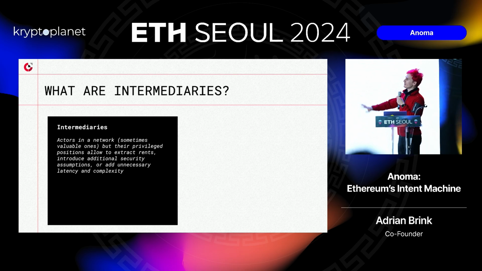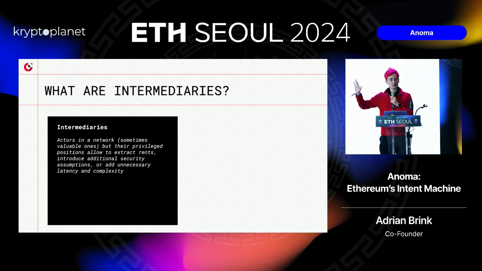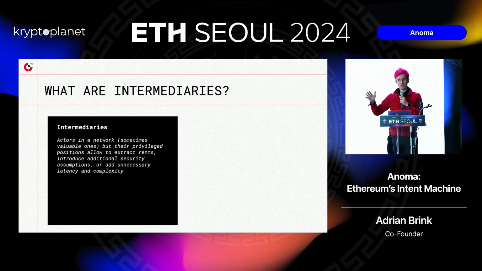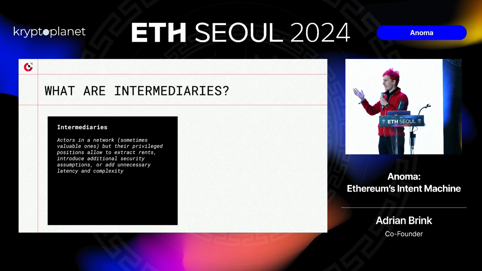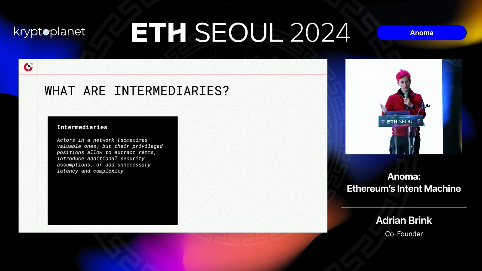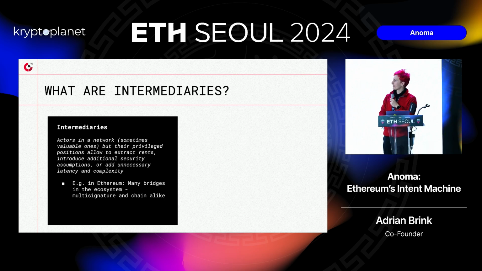And generally, we should avoid adding unnecessary intermediaries. You shouldn't just be an intermediary for the sake of being an intermediary, because in almost all cases, you're going to add latency as well as complexity, and in most cases, you're going to also add extra security constraints on the system.